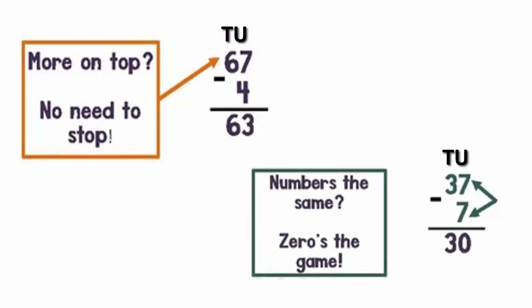Numbers the same, zeros the game. It means that same number minus same number is equal to 0. Here in the given sum, there are same numbers in the units place. So, 7 minus 7 is equal to 0. And in the tens place, 3 minus 0 is equal to 3. Hence, the answer for 37 minus 7 is equal to 30.